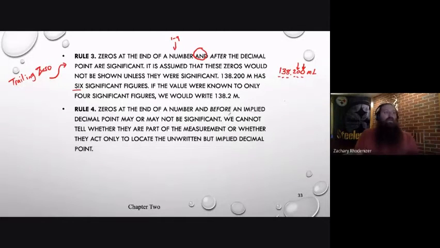All right. The last rule is the zeros at the end of a number and before an implied decimal point may or may not be significant. So this is kind of our iffy rule. All right. It doesn't have a catchy name like the others. It's just the 4th rule.